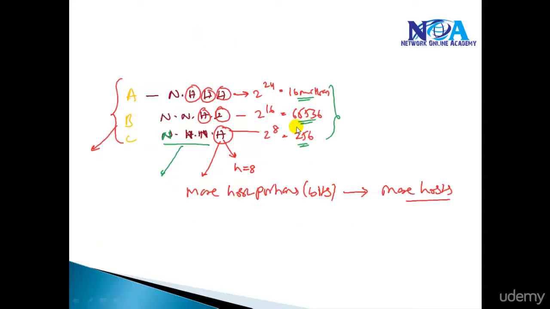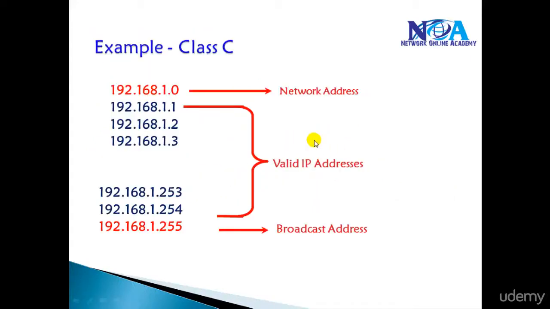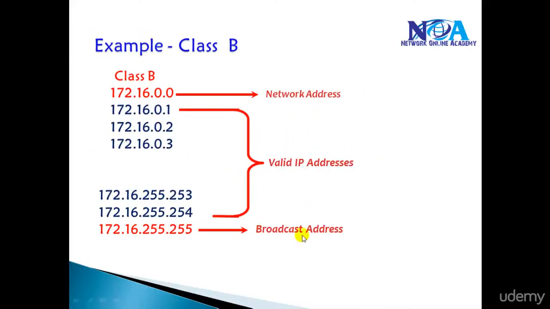The same thing applies for all the classes. In the C class, in total there are 256 addresses. Of these, two addresses we cannot use, so a maximum of 254 devices I can connect. Again, in the B class we get 65,536 addresses. We cannot use the first and the last, which means we can only use 65,534 addresses. And the same thing applies for A class also. So the first address is the network address, and the last address is the broadcast address.